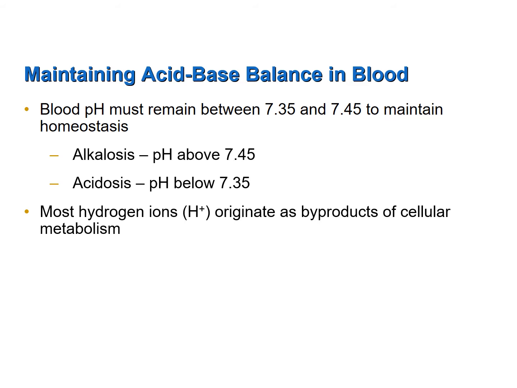Most hydrogen ions originate as byproducts of cellular metabolism. So in other words, the body normally produces excess hydrogen ions. So to maintain blood pH in the normal range, which is slightly alkaline, remember neutral is 7, so blood pH is slightly alkaline. So obviously the body has several homeostatic mechanisms to help maintain blood pH in the normal range.